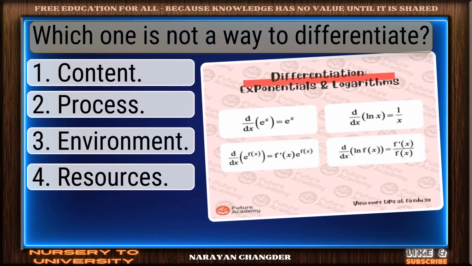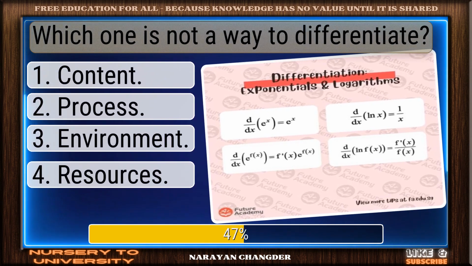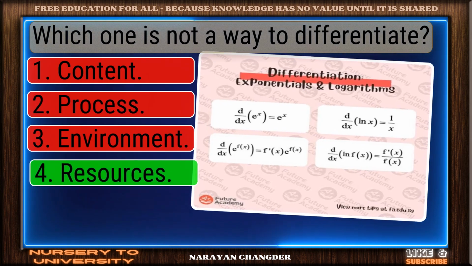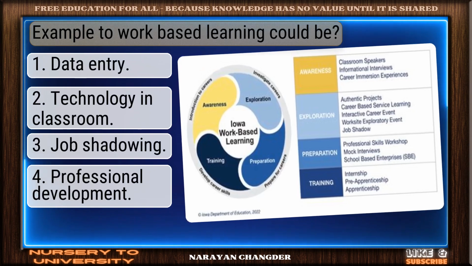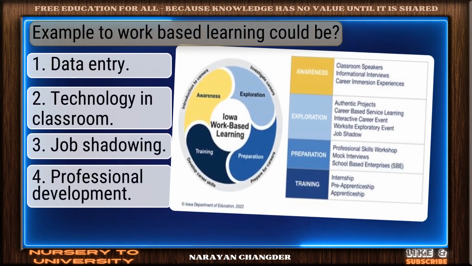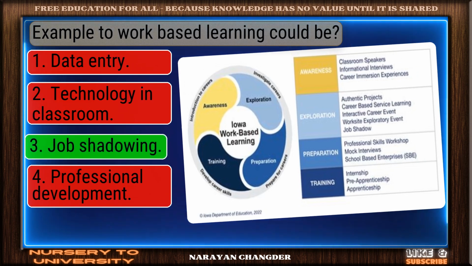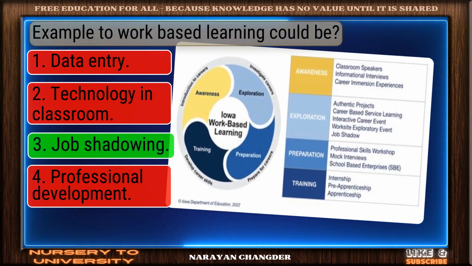Which one is not a way to differentiate? Solid response. Resources is a valid choice. Example of work-based learning could be. Right choice. Job shadowing is the best answer.